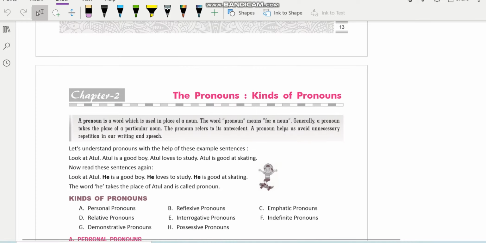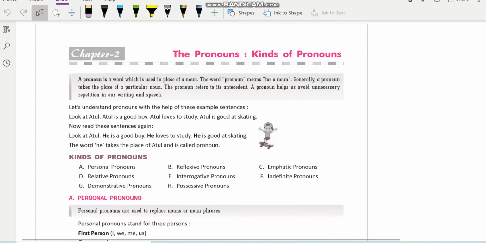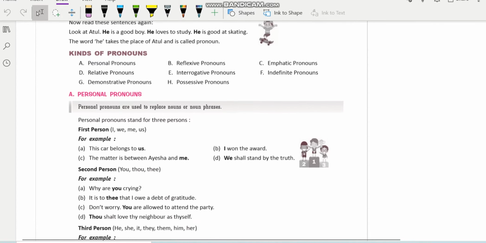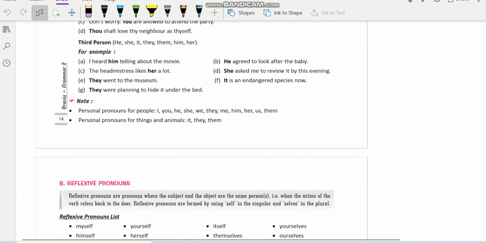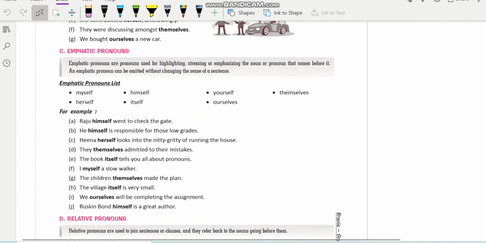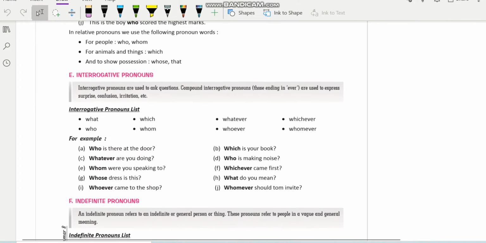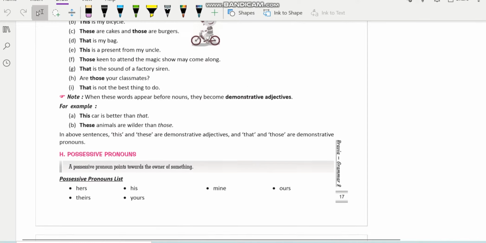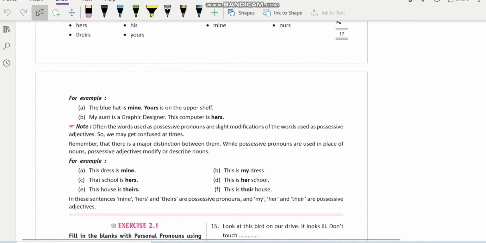So, let us begin with the pronouns. As you all remember, we were doing pronouns. In my yesterday's class, let us have a brief recap of the pronouns and kinds of pronouns. We started this. We have done what is a pronoun, what are the different kinds of pronouns. We have done personal pronouns, reflexive, emphatic, relative, interrogative, indefinite, demonstrative, and possessive pronouns.